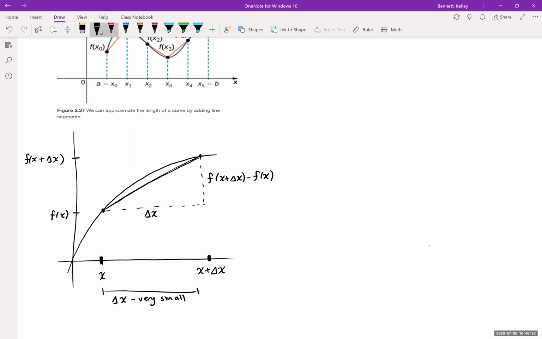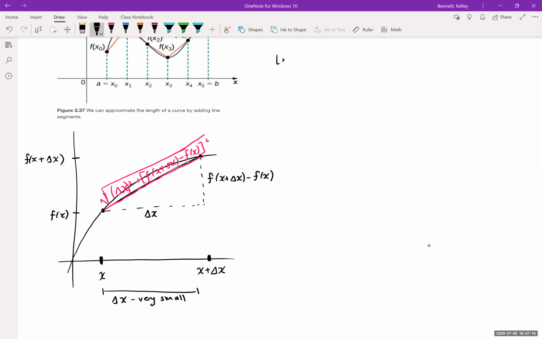So then I just want to use the Pythagorean theorem. So this is going to be the square root of delta x squared plus f of x plus delta x minus f of x, squared, right? And so that kind of looks like a lot. You're like, oh my goodness. But we're going to make it look even worse, and then it'll look really good before you know it. So bear with me a little bit.